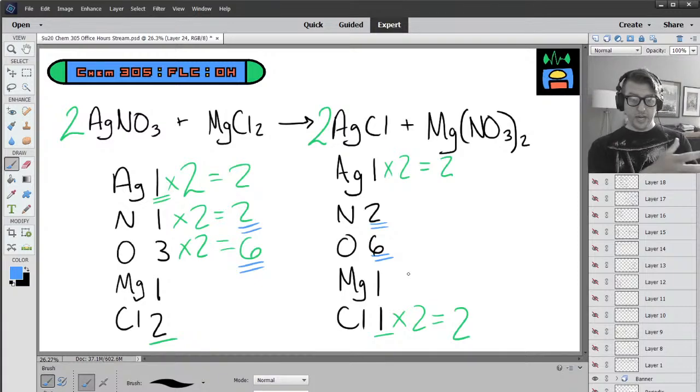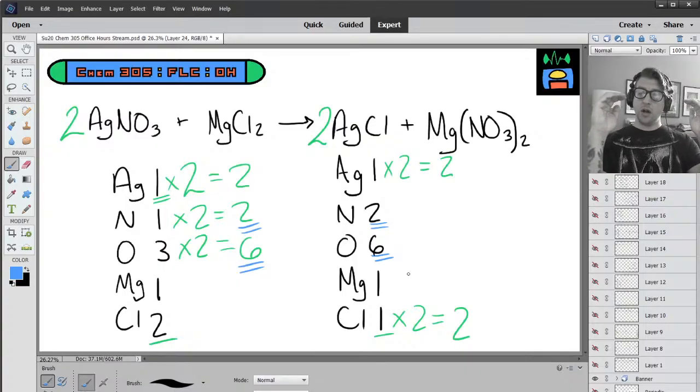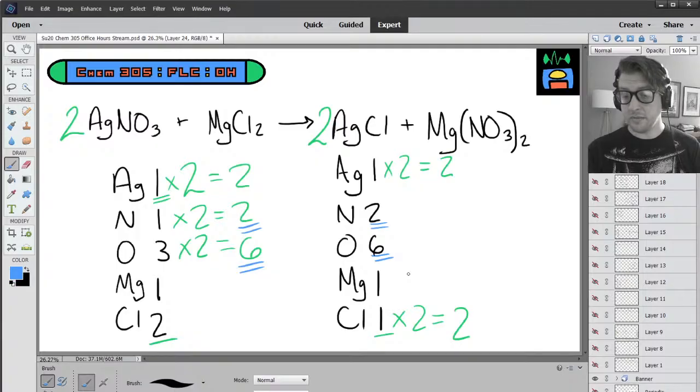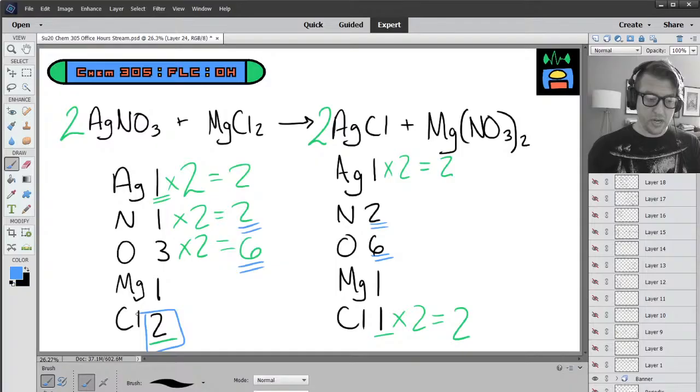Basically, how you decide what needs to go where is you look at all the elements on both sides and then just figure out a way to get the same number of elements on both sides. Just like I did, I saw that I had 2 chlorine on the reactants, 1 on the products. So I multiplied that molecule by the number that balanced it. It created other quote-unquote problems, but then you just go and iron out those problems as you go. All right.